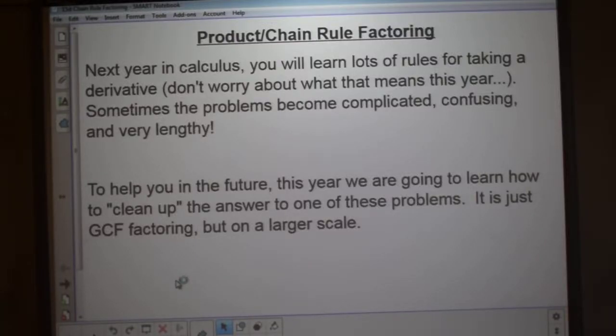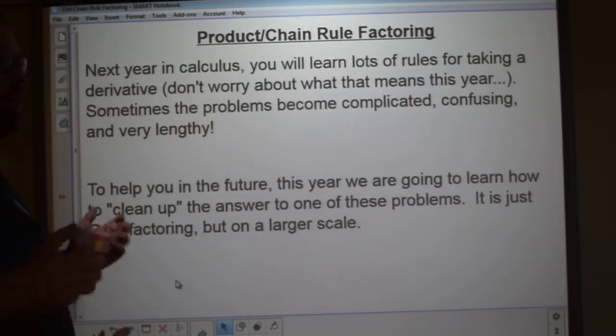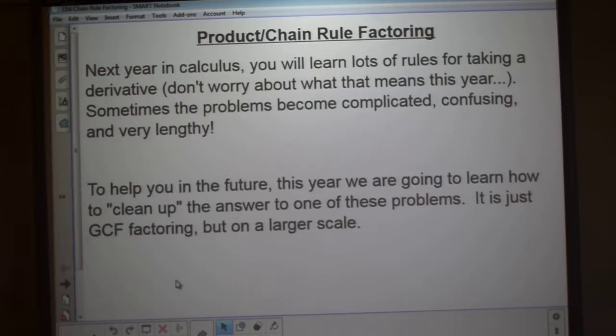Welcome back, everyone. Today we're going to talk about factoring. Specifically, what happens if you factor a product rule derivative with a chain rule inside it. Those words mean nothing to you in honors math analysis. That's right. This is really a technique we'll use next year in calculus.